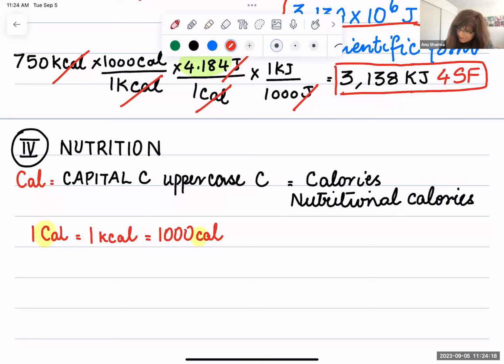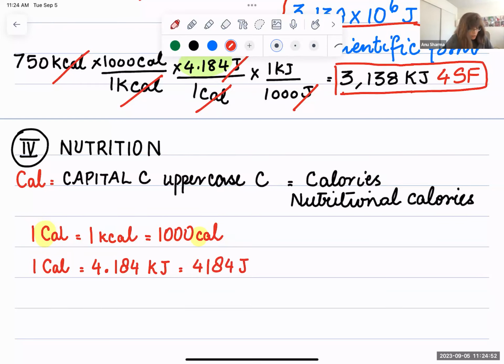With that said, the other unit is: 1 big calorie, the nutritional calorie, is equal to 4.184 kilojoules. Remember, there's a difference here. And what does that mean? This means 4,184 joules. So these are the conversion factors.